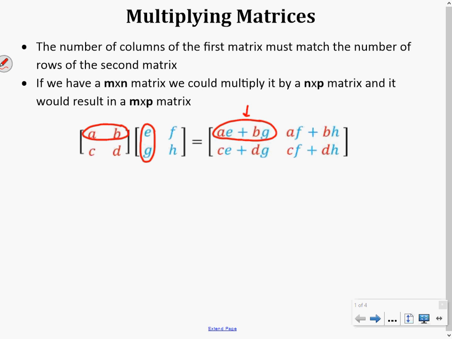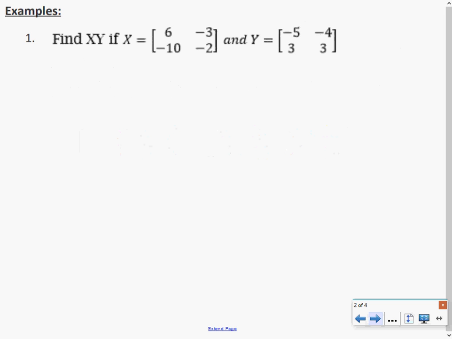Then to get my second element, okay, first row, second column, we're going to take the first row again, but now we're going to multiply it with the second column. A times F plus B times H. And then we can repeat this process to create our second row. So let's hop over to an actual example with some numbers here so you can see how this works.